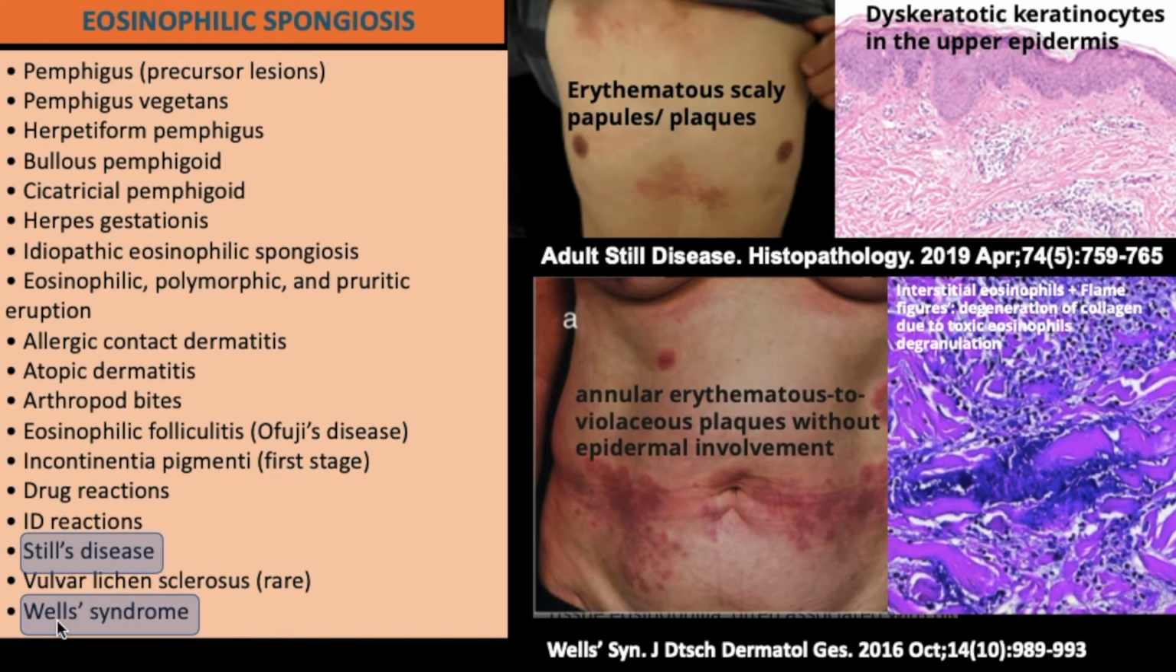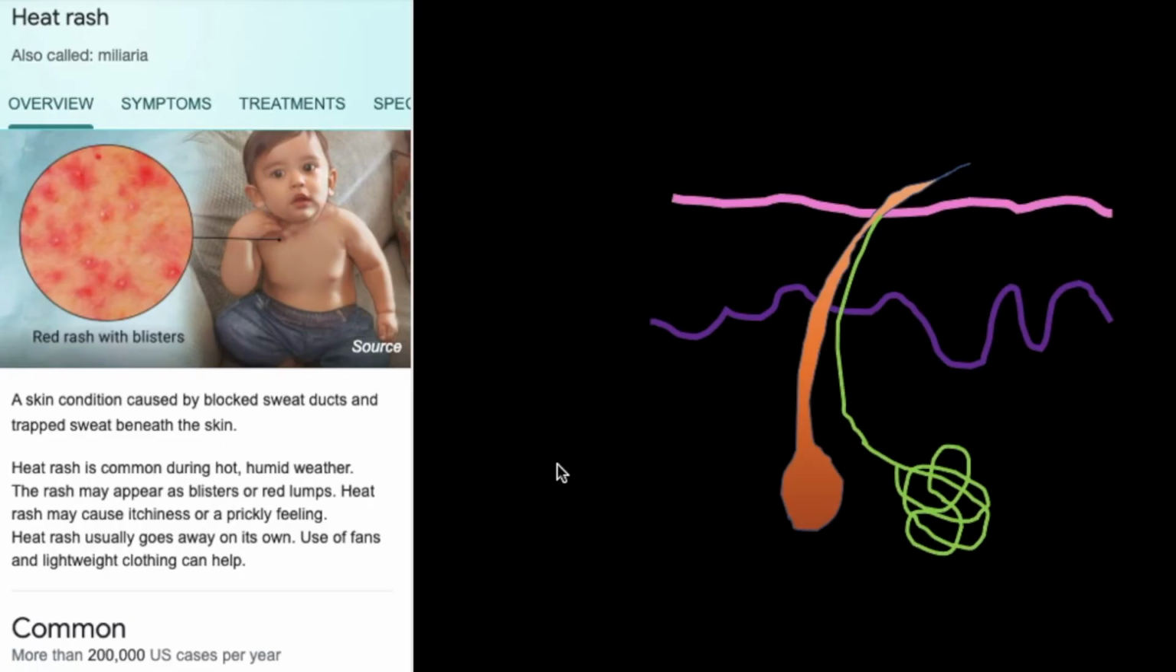Another specific disease is Wells syndrome. Here, in addition to the spongiosis, we have a very specific histology sign, which we call the flame figure. As you see here, the blue and the pink look like a flame. This happens in the collagen because of the degeneration in the collagen due to the degranulation of the eosinophils. Clinically, it appears as annular erythema to villous plaques without epidermal involvement.